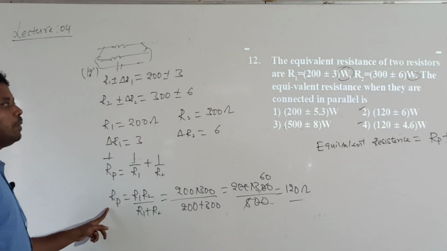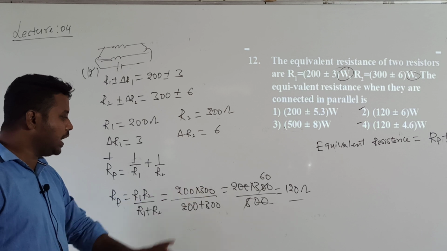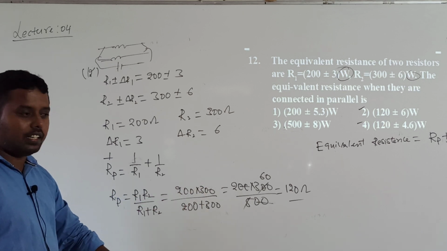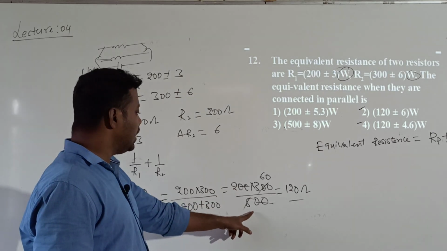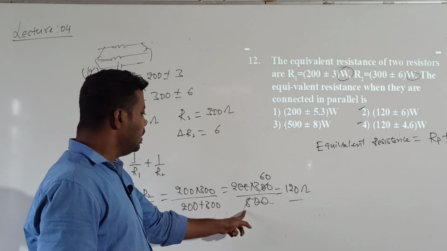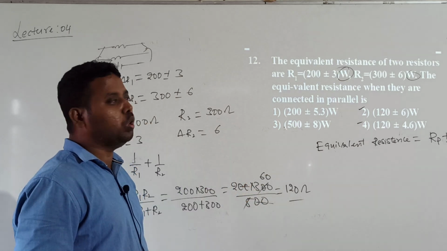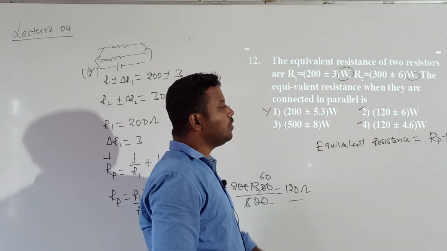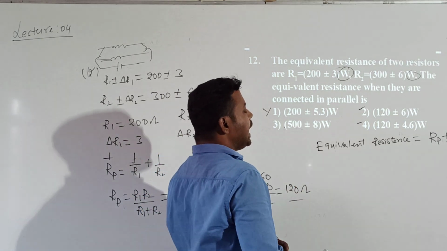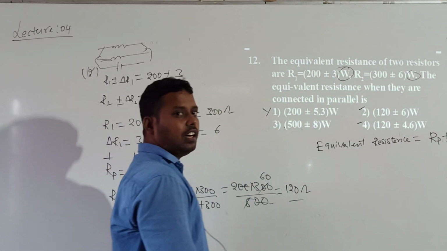So once you check the Rp value, R1 into R2 by R1 plus R2, 200 into 300 by 200 plus 300, which is 200 into 300 by 500. So what will I get? Zeros cancel, 5 ones are 5, 5 threes are 15, 5 twos are 10, giving 120. No doubt, option 1 is not at all possible. So second or fourth. Now the equivalent resistance is Rp plus or minus delta Rp.